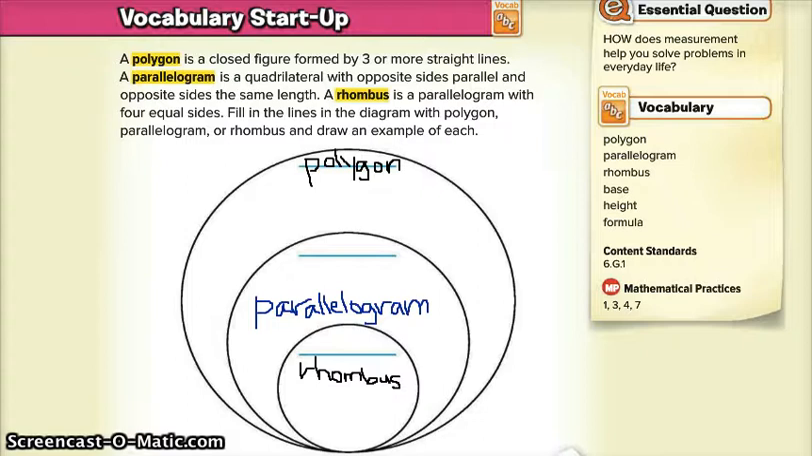And then you get to a little bit more of a specific shape, which is a rhombus. And a lot of you think of rhombuses as kites or diamonds. A rhombus is a parallelogram with four equal sides. So I always say it looks like a square, but it has slanted sides. So that's why if we look at our actual Venn diagram, we can see that we have a bigger circle and then a medium circle and then a smaller circle, all using those vocabulary terms.